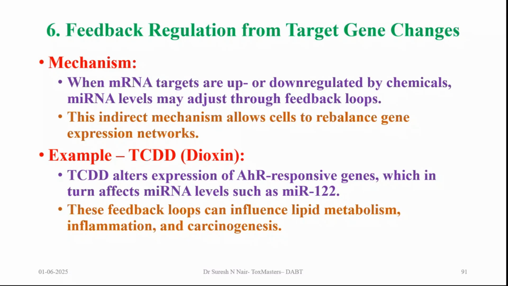Next is the sixth mechanism out of the 7: feedback regulation from the target gene changes. Now, when the mRNA targets are upregulated by chemicals, the miRNA levels may adjust through a feedback loop. Imagine 100 copies as the basal transcription level. Now, when there is activation in the DNA, the transcriptional activation can result in 200 mRNA. When the level of mRNA in the cell increases, there is a feedback mechanism.